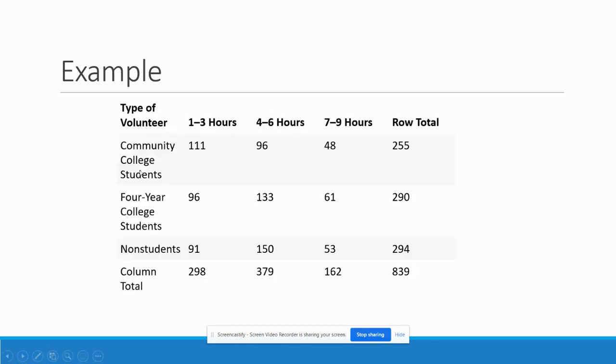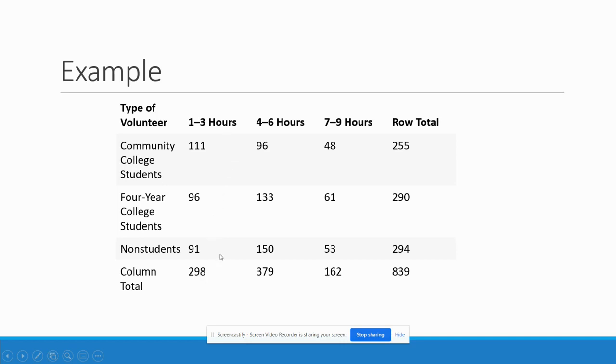All right, so community college students. It's showing here that 111 volunteer between 1 and 3 hours, 96 for 4 to 6, 48 for 7 to 9, and this is the row total. This row total is for the community college students total. Same for 4-year, I can go across and see it. 290 is the number of 4-year college students I have. Non-students is 294.